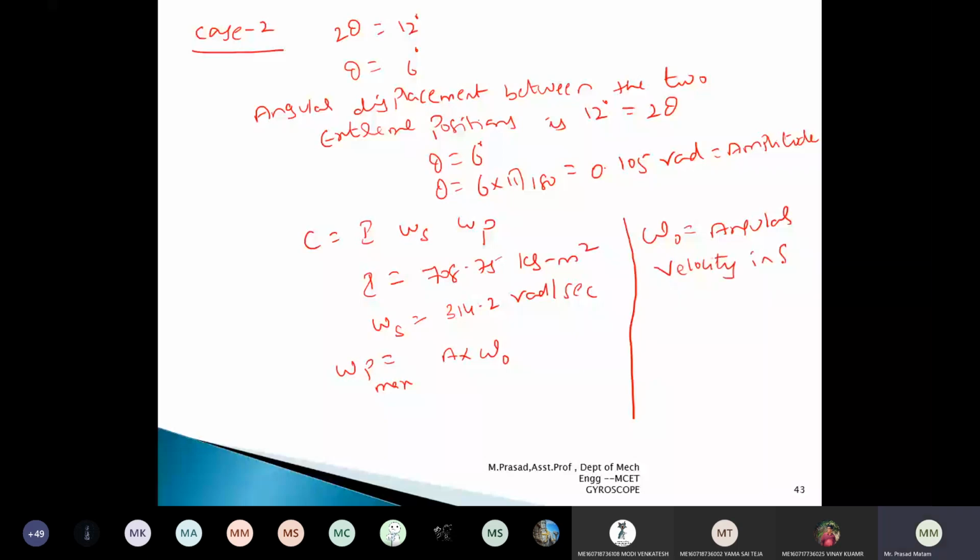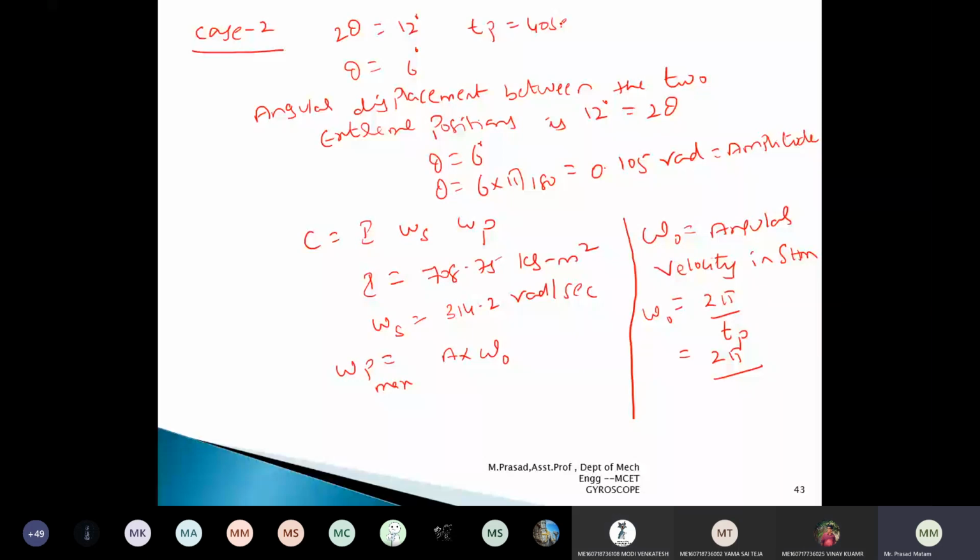What is the formula for angular velocity in simple harmonic motion? Omega naught is given as 2 pi by the time period. Tp is the time period. What is the time period they have given in this case? Can anyone answer? Time period is given as 40 seconds. Now 2 pi by 40.